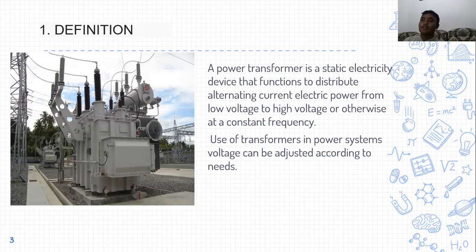The first is definition. A power transformer is a static electrical device that functions to distribute alternating current electric power from low voltage to high voltage or otherwise, at a constant frequency. Using a transformer in a power system, voltage can be adjusted according to needs.